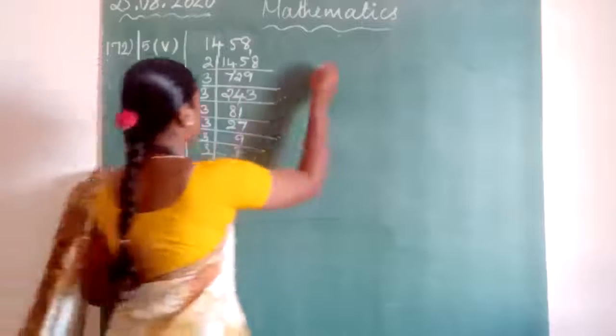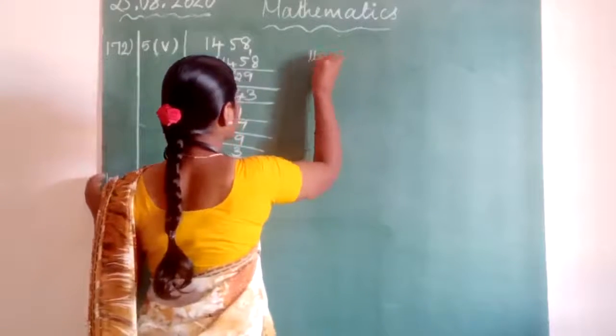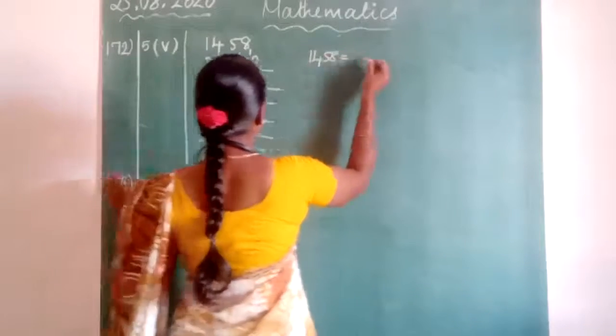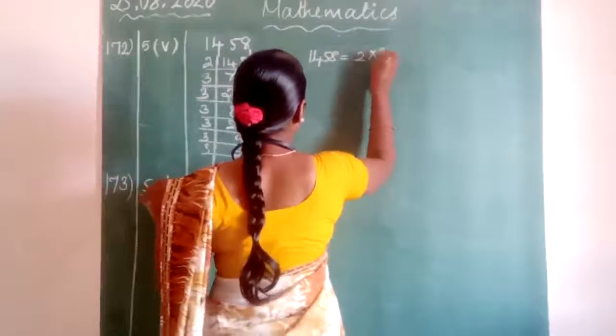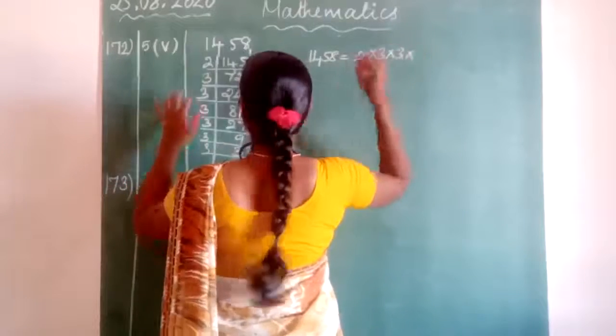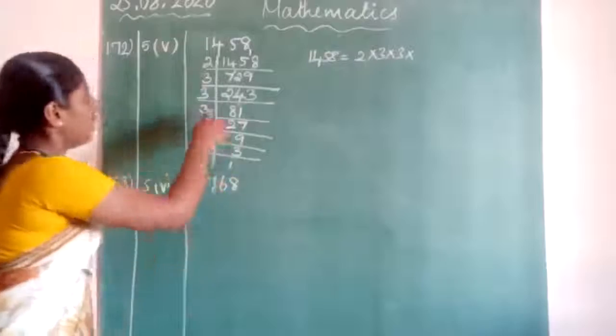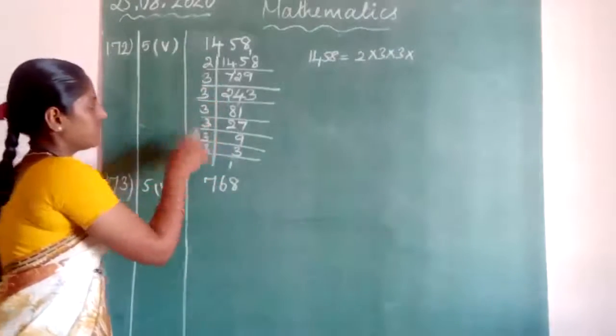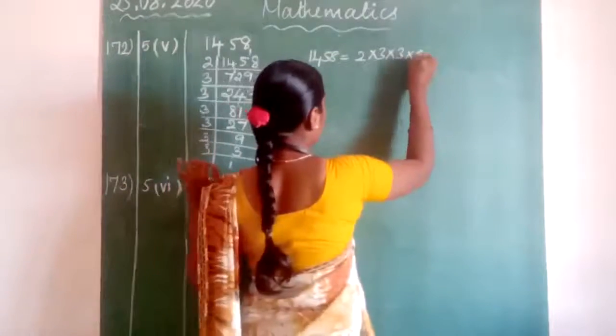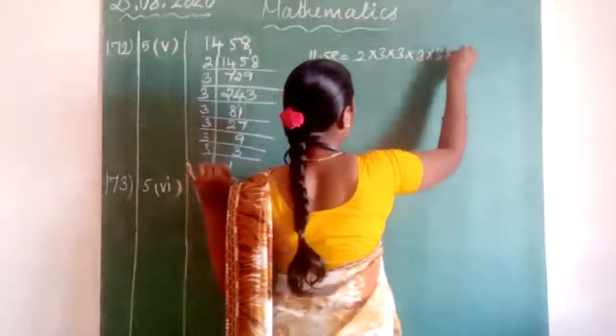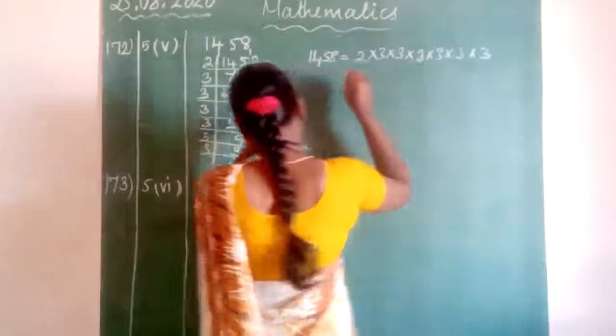Okay. So you can write 1458 as 2 into 3 into 3 into. How many 3's do you have here? 1 2 3 4 5 6. Okay. So 3 4 5 6.